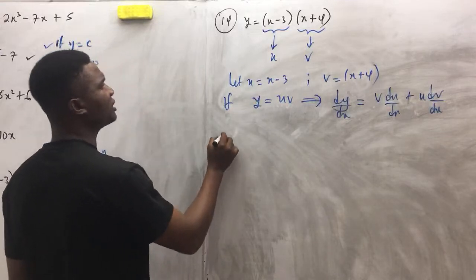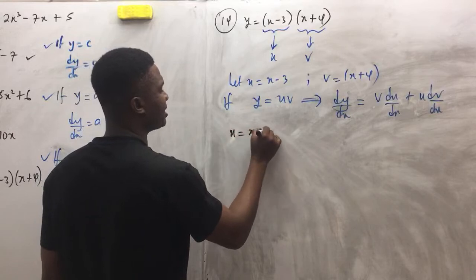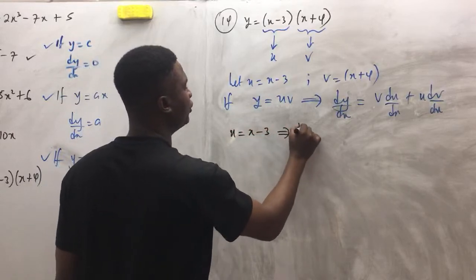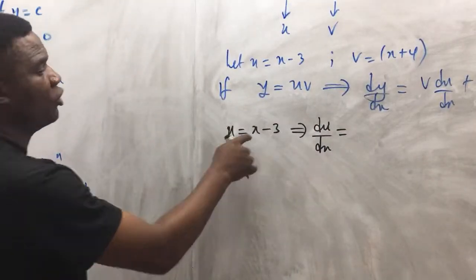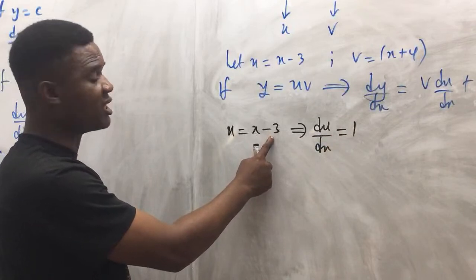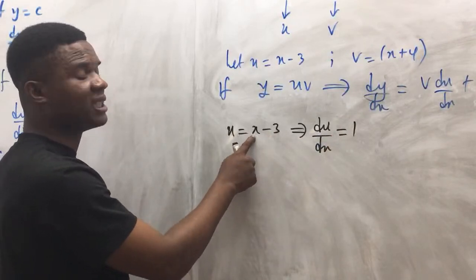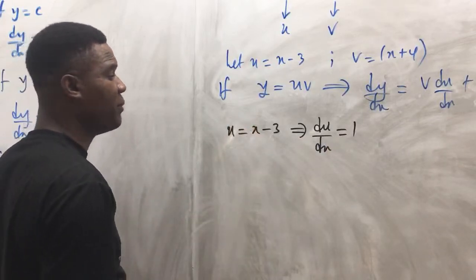So I'm going to do this. Now, u equals x minus 3 implies that du/dx, using those rules I gave earlier on, is 1. Okay? So differentiating a constant gives you 0. So differentiating 3 gives you 0. Differentiating x gives you 1 because the coefficient is 1. Okay?